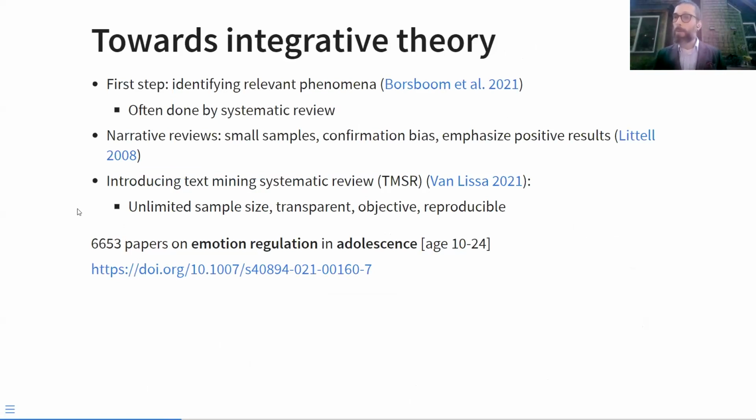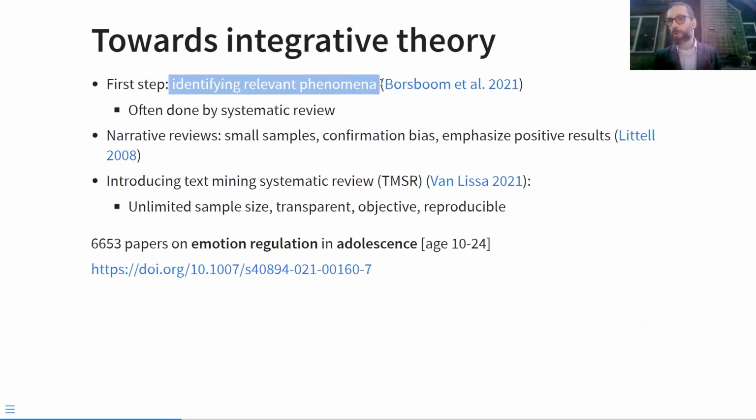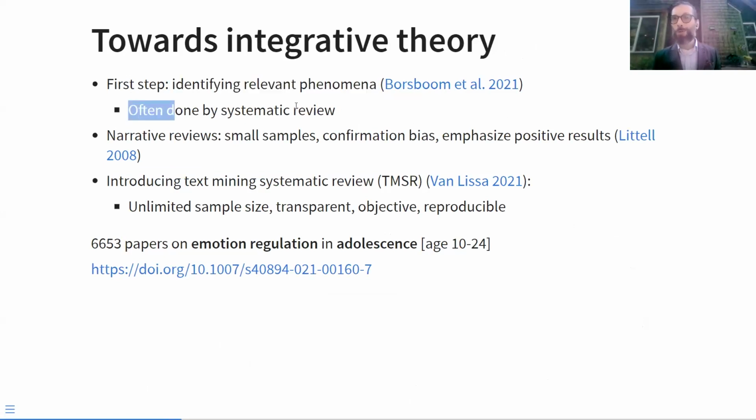So why am I bringing up theory in relation to text mining systematic review? Well, because according to theory construction methods, identifying relevant phenomena is the first step towards constructing theory. And this is often done by either putting a panel of experts in a room or by narratively reviewing the existing literature. But I would argue that text mining systematic review is a great alternative way to create a sort of rudimentary nomological network of the relevant phenomena pertaining to this specific topic.